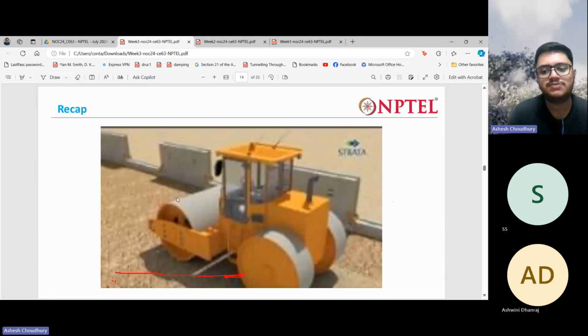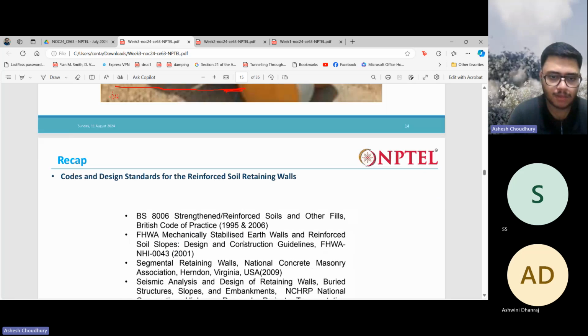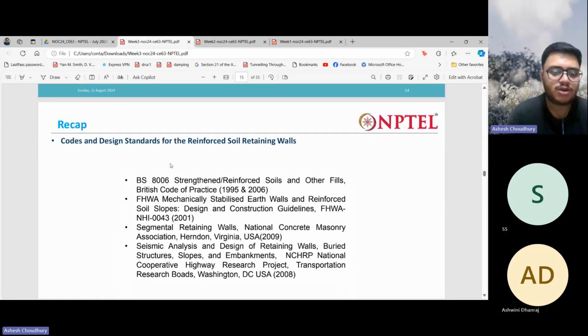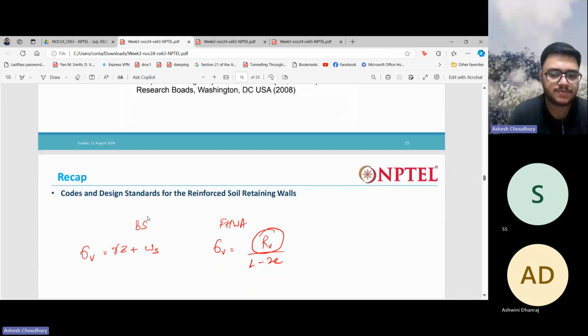Then we saw a detailed video, right? We saw a detailed video where step by step it was shown how a reinforced soil wall or reinforced earth wall is actually constructed in the field. We saw a detailed video step by step of how we construct a reinforced soil wall in the field. So these are the different codes and standards for reinforced soil retaining wall design.